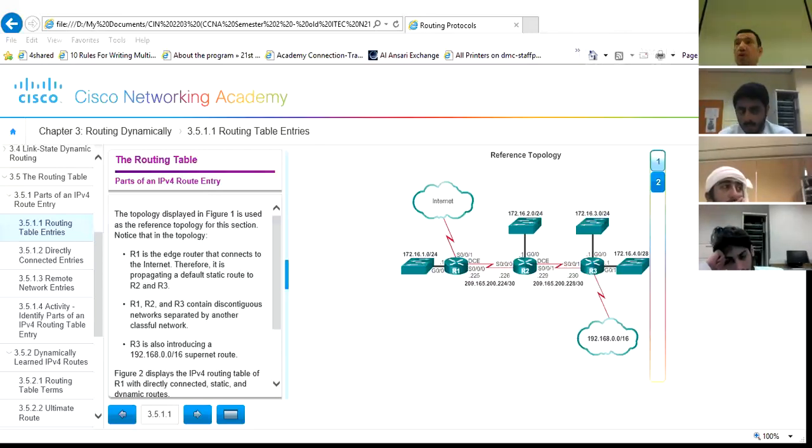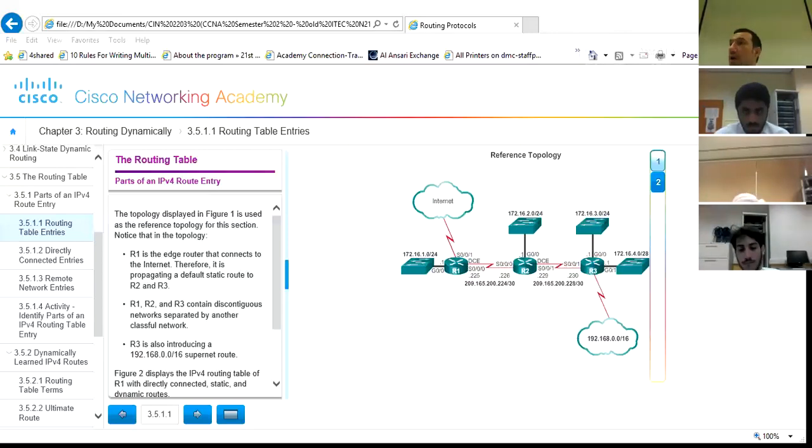When you break this rule, we create something called discontiguous networks. Before, they were contiguous. Now they are discontiguous. It means they don't match, it is not the same network, it is a different major network.